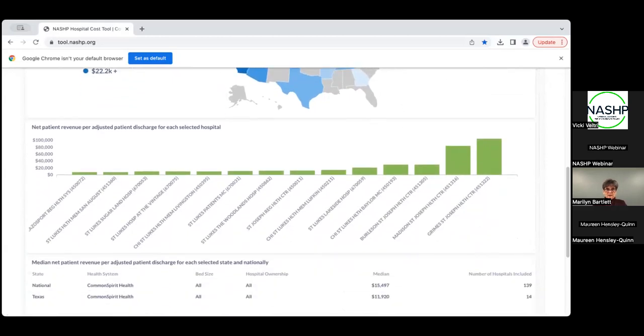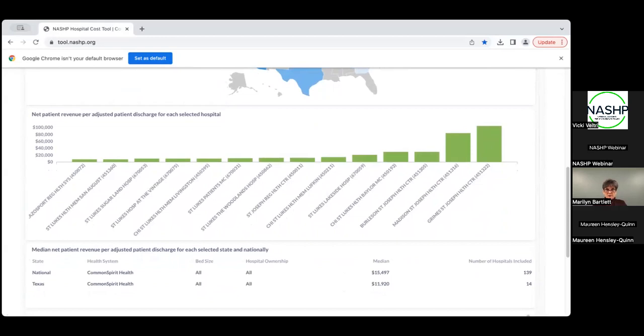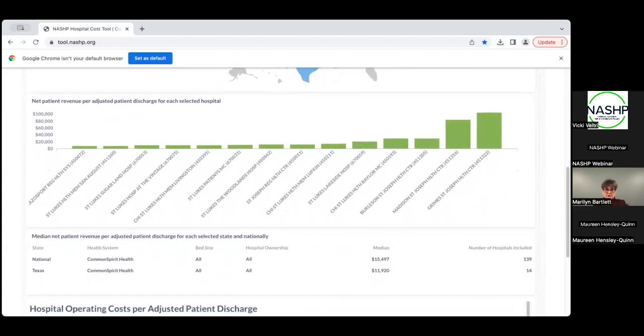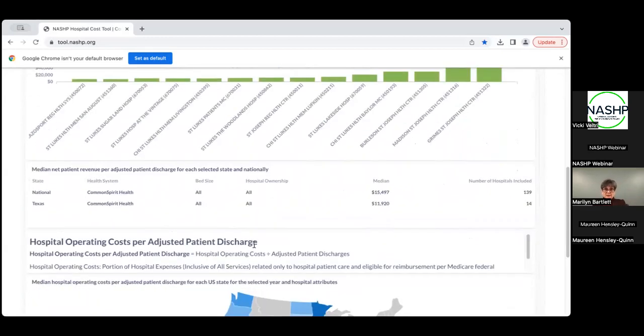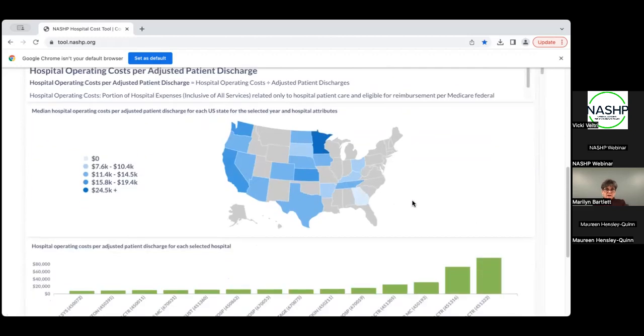We look at the net patient revenue here by hospital. We just showed it to you by state. Now the median, now we're looking at by hospital. And then down here, we can compare the number of hospitals. There's 139 nationally, 14 in Texas, and this is the median. So that's a good, easy way to compare.